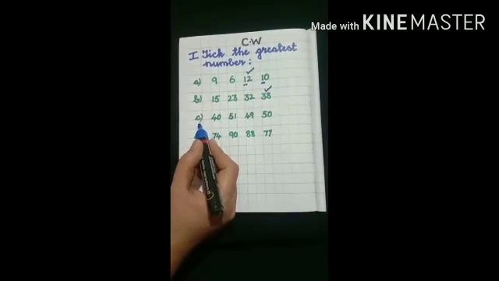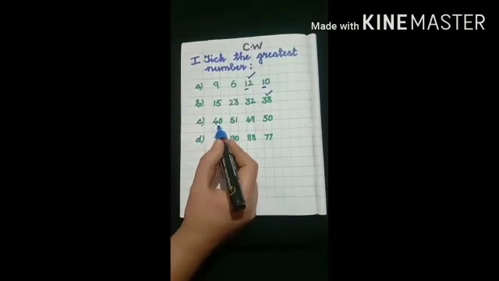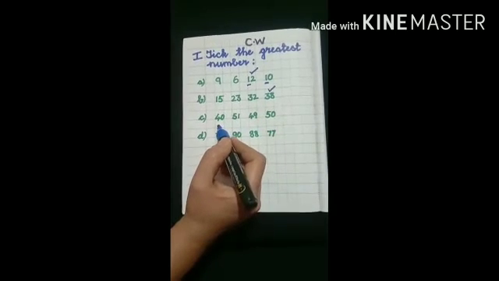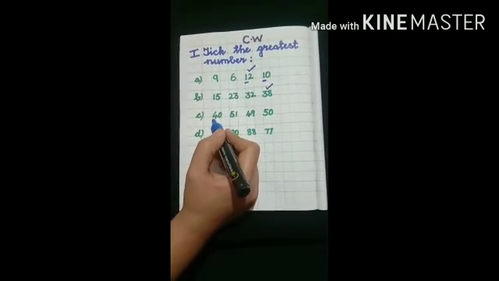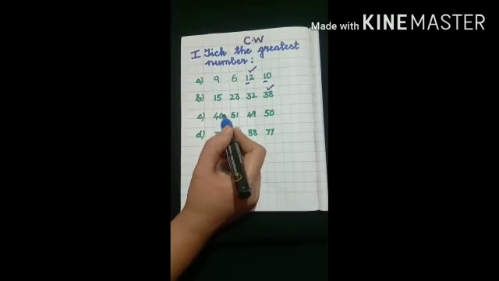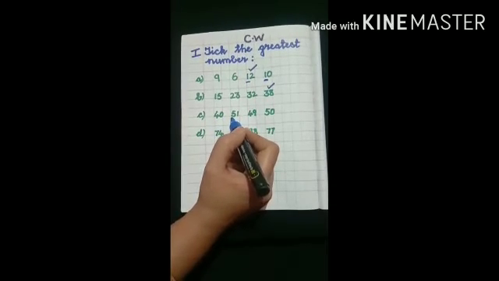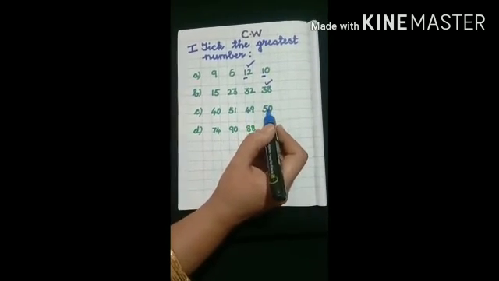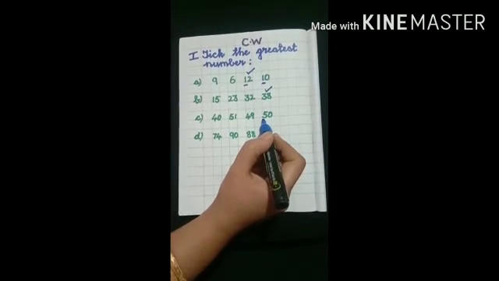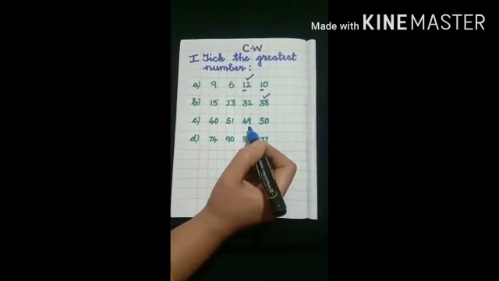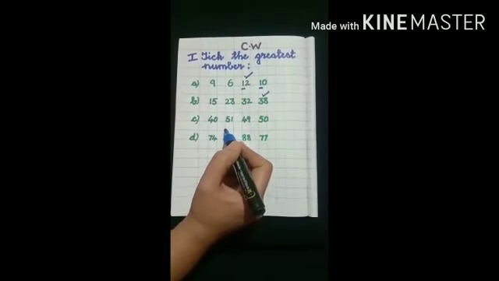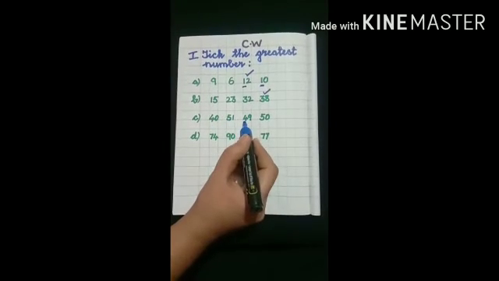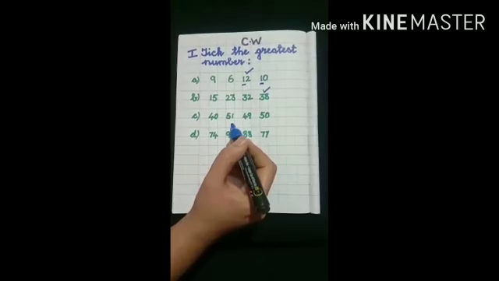Now let's have a look at this example. 40, 51, 49, 50. So in this example, the first digit is 4 in 40 and in 51 the first digit is 5. In 49 the first digit is 4 and in 50 also the first digit is 5. So let us check which is the greatest number. As 4 is smaller than 5, 40 and 49 cannot be the greatest numbers.